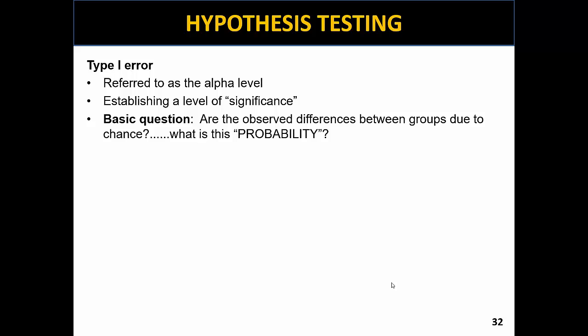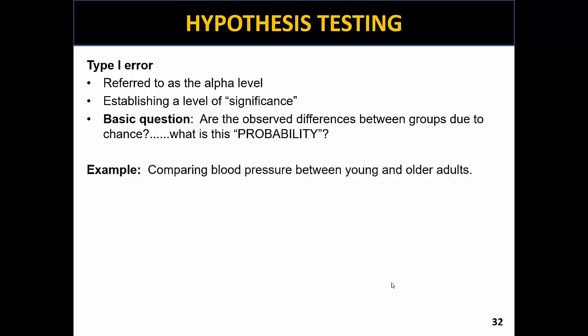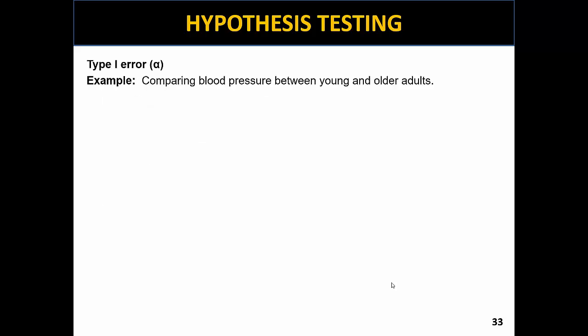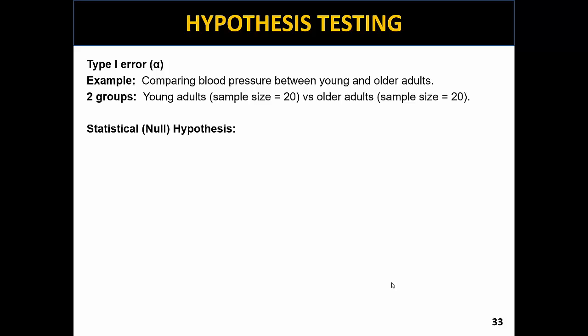There's always that probability of happening. And we'll go back to our study comparing blood pressure between young and older adults. So using our example here, we start with the null hypothesis. So we've come back here and we start with a declarative statement that the population average of blood pressure in young adults is going to be the same as that in older adults.